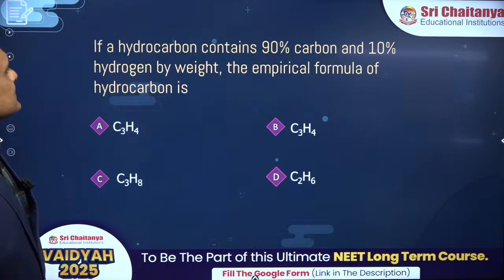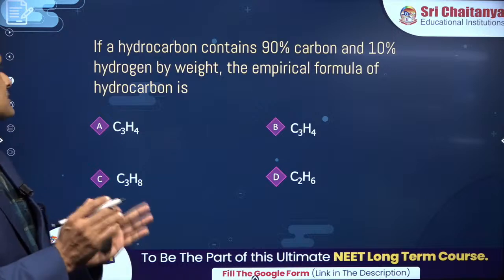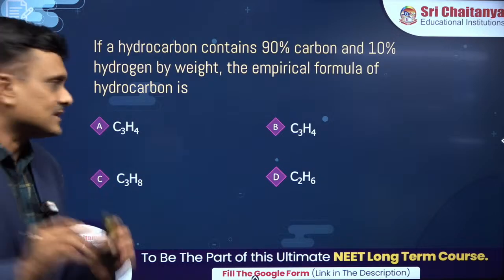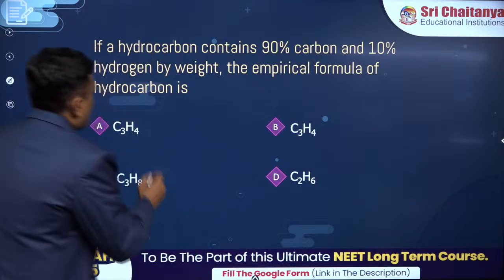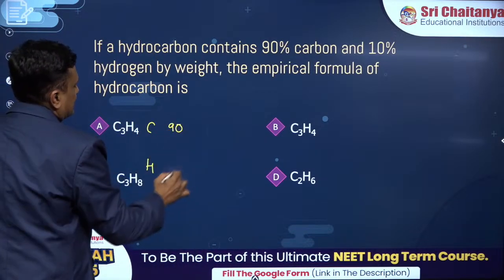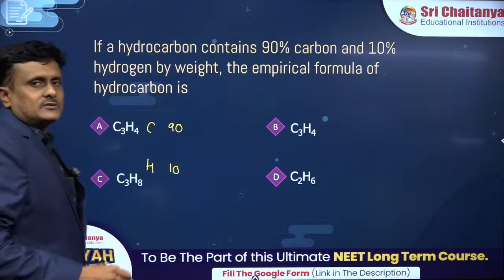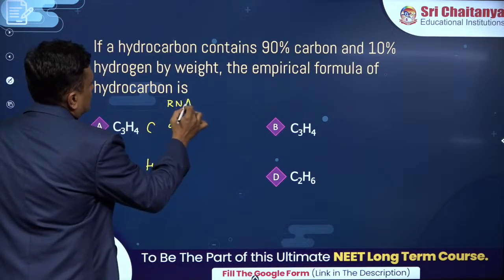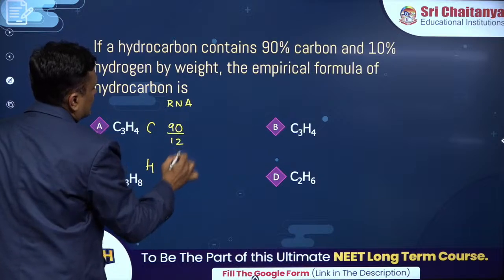A hydrocarbon contains 90% of the carbon and 10% of the hydrogen. What is the empirical formula? It is a simple question, intermediate or NCERT based question. You know how to solve. Carbon and hydrogen's mass percentage is given as 90 and 10. All right. You have to convert this into relative number of atoms by dividing it with the atomic mass.